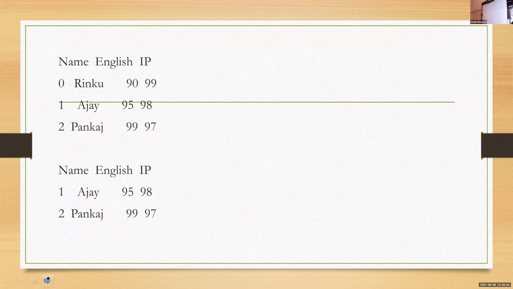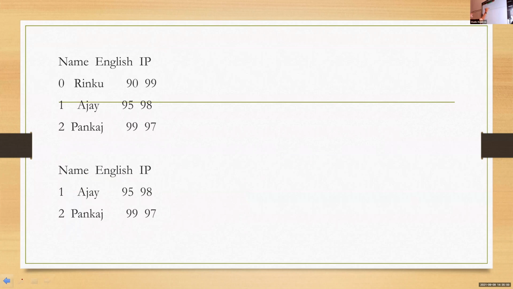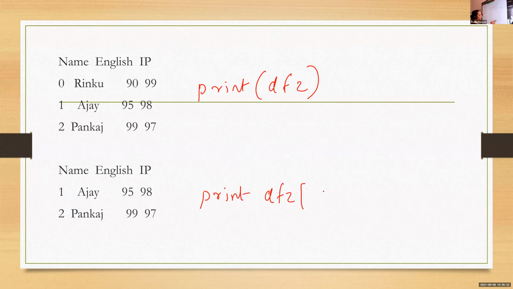So this is the output. The statement is in df2. When we execute print df2, the output is under name: Ringu, Ajay, Pankaj, under English: 90, 95, 99, under IP: 99, 98, 97. Okay. If I am giving a statement like print df2 within square brackets 1 colon 3.